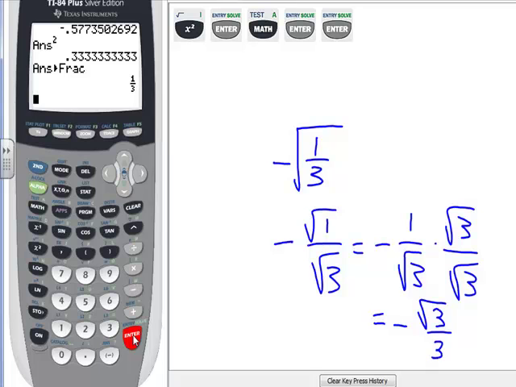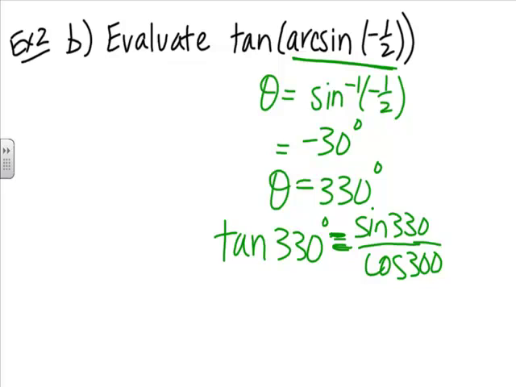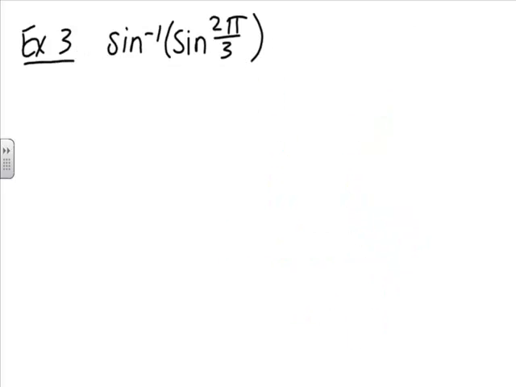Which is the same thing I would get if I worked a little bit harder. I would say, you know, thinking, well, what's the sine of 330? What's the cos of 330? I should have written 330 here, sorry. And worked that all out. You get the same answer. So it's negative radical 3 over 3. Okay. Almost done. A couple more.